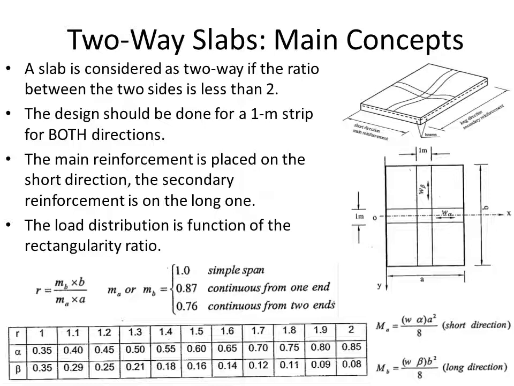So here MA is W alpha times A squared over 8 if it is simply supported here for sure. MB is W beta B squared over 8. And this over 8, it could be over 10 or over 12, depending on whether it's simply supported or continuous or whatever case we have.